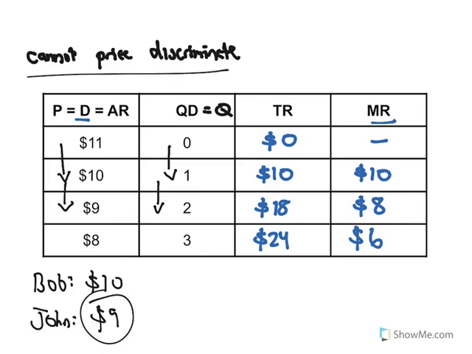Why? Because I can't price discriminate. I have to sell every unit for one price. And so it's going to be the lowest price that every consumer is willing to pay.